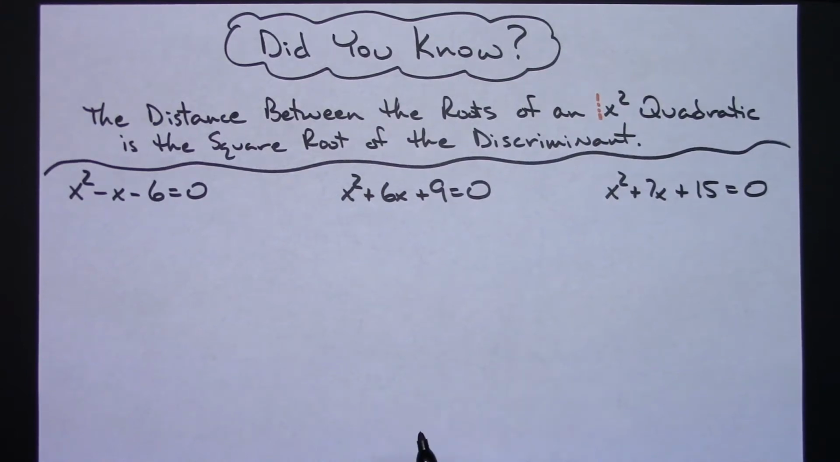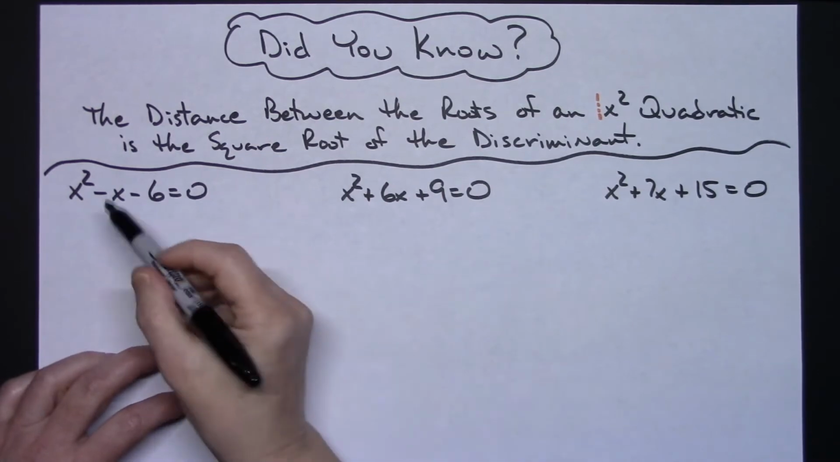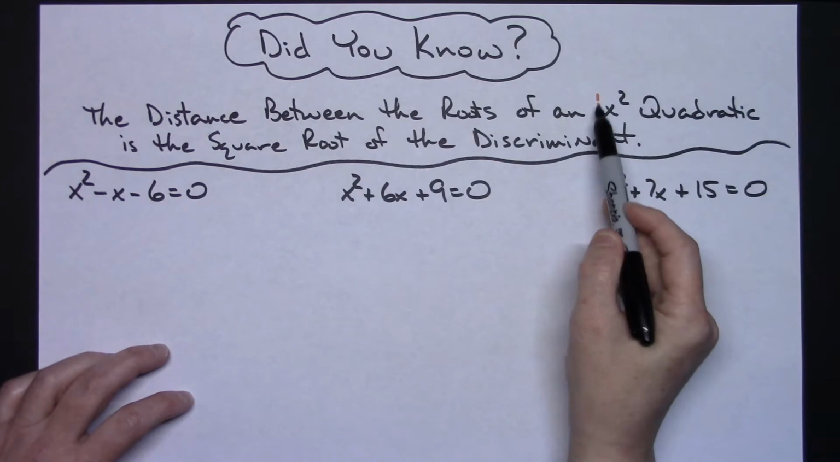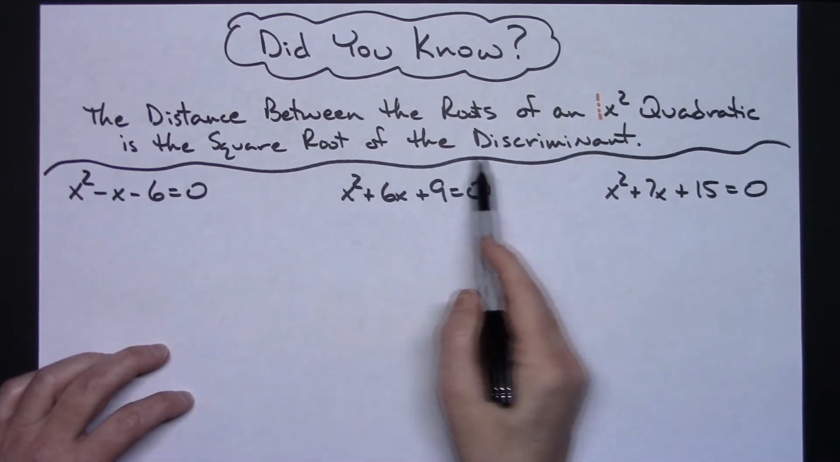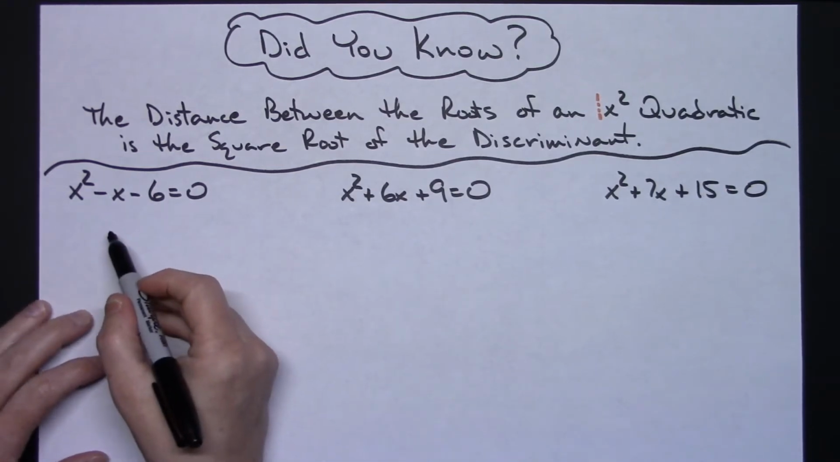In this video, I'm going to be taking a look at an interesting fact of mathematics. I'm posing the question, did you know? Did you know that the distance between the roots of an x squared quadratic, that leading coefficient being 1, is the square root of the discriminant? Okay, interesting fact that not everybody is aware of. So let's take a look at how that's going to be applied here.